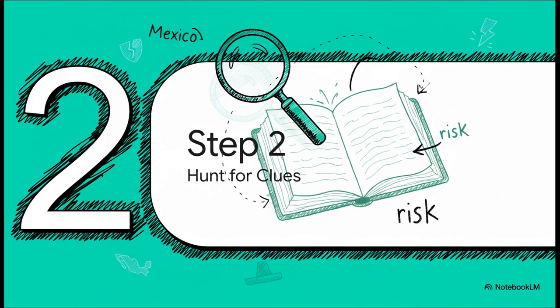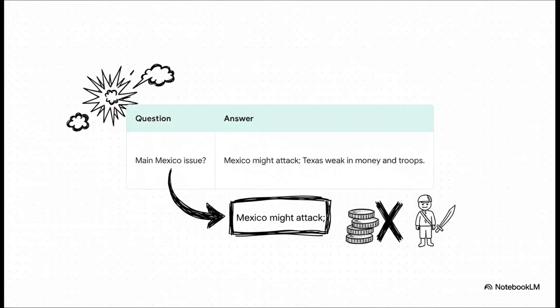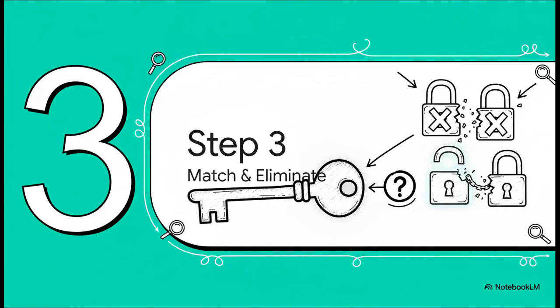And now, the hunt is on. With those keywords in our head, Mexico and risk, we're going to scan our source document, the Anson Jones and annexation notes. And remember, we're not just reading every word here. We're actively scanning, looking for a connection to our keywords. And boom, there it is. Check out this highlighted row. The question in the notes is main Mexico issue, and the answer says Mexico might attack. Well, that's our conflict. And why was it risky? Because Texas was weak in money and troops. That lines up perfectly with our second keyword. We've got our evidence.